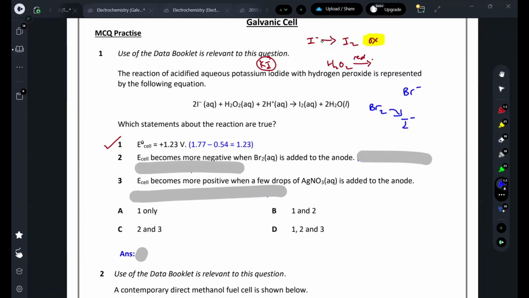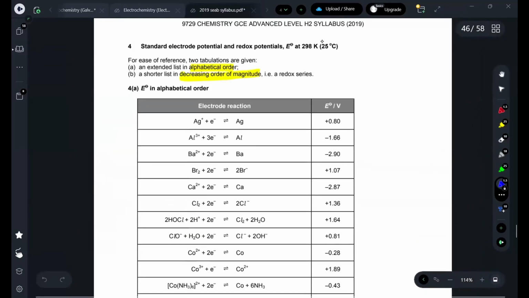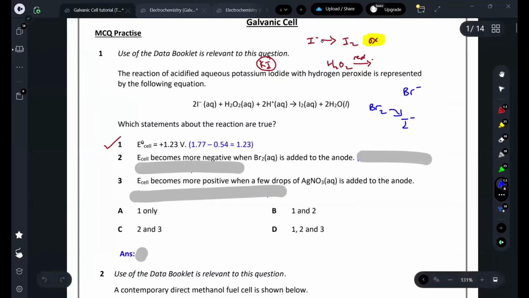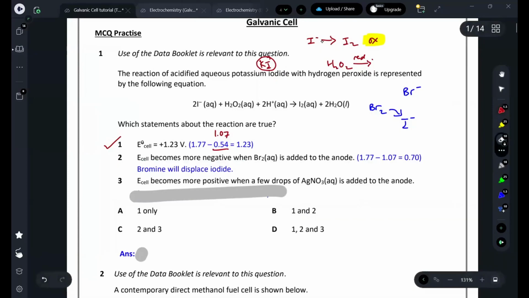Okay, so you have Br minus. Now go back to the data booklet, alphabetical, so it's on top. The I minus will change to this E naught. Okay, so going back to your calculation, instead of 0.54, now you have 1.07, right? So obviously, the E cell becomes what? More negative. It's true, right? Yeah, becomes more negative. So yeah, absolutely. So it's now only 0.70. Okay, statement 2 is okay.